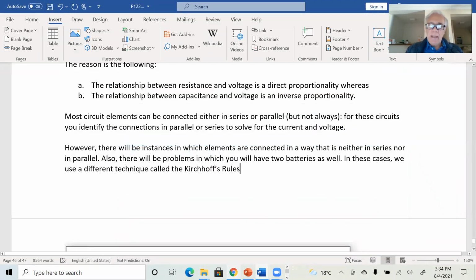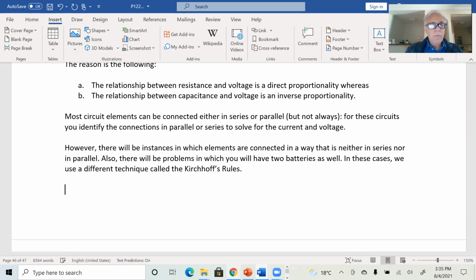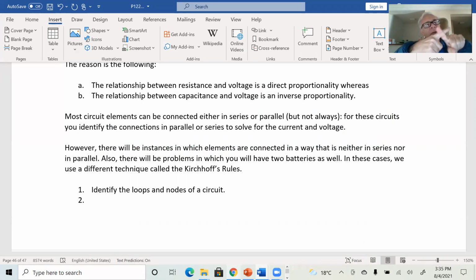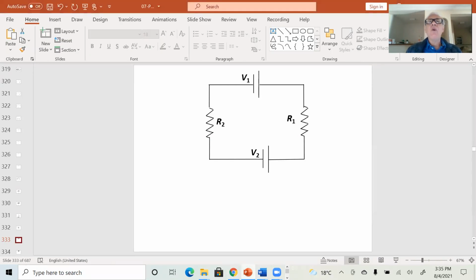The best way to understand Kirchhoff rules is by looking at an example. Okay? So what do we do? First, identify loops and nodes of a circuit. Okay. Loops is what you saw in there, and nodes is that point where two wires cross with one another. In this example that you see right here, there's no nodes in this example.